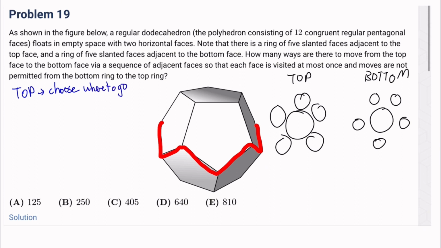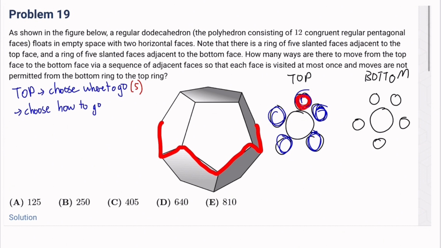Where to go out of these 5 pentagons? Out of 5 we choose 1, so this is 5. I'll do that in a different color. This will be 5. And then after that we have to choose how to go there. So let's say that we chose this one. This is where we are going to go after the top face.